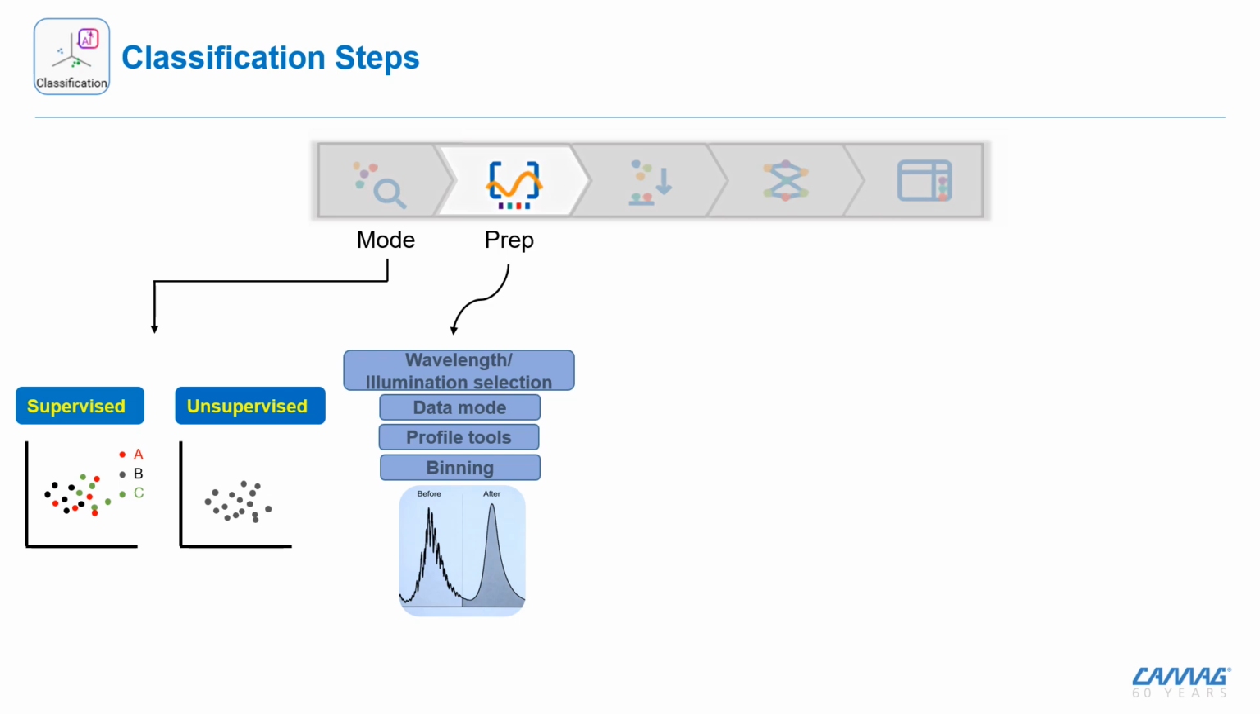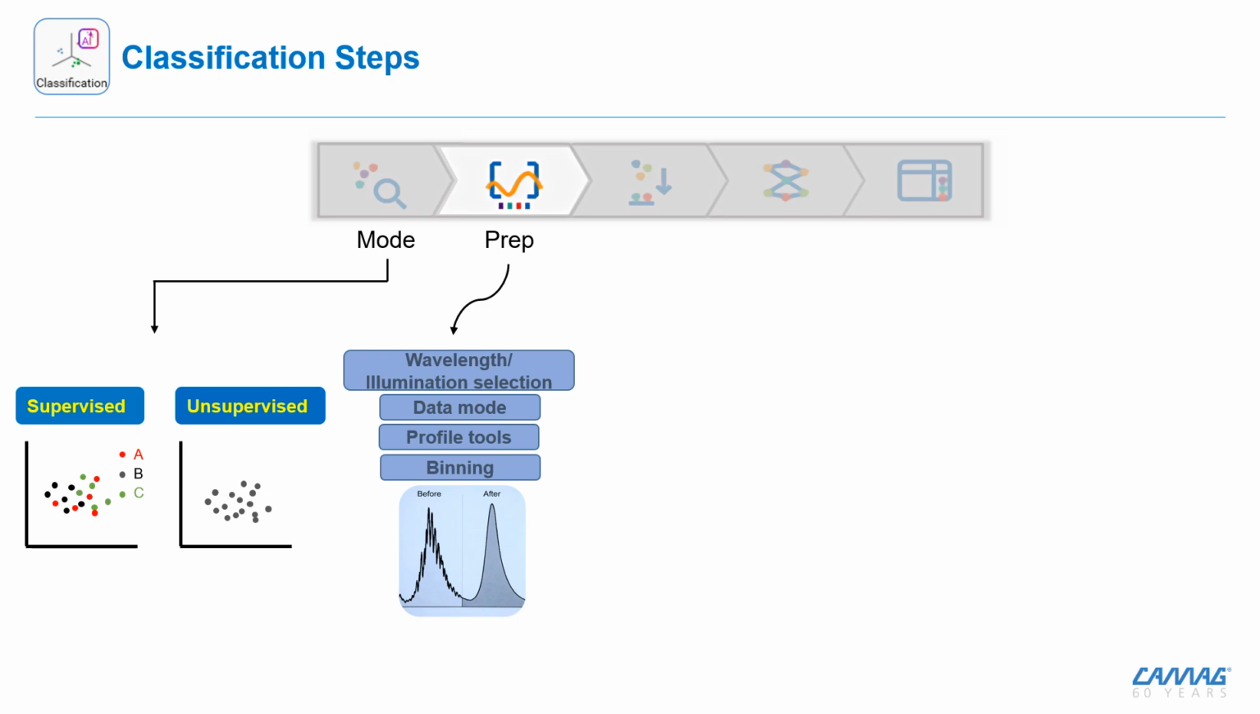The data mode determines how the selected data should be interpreted and used during the classification. There are 2 available data modes: profiles and peaks. In the profiles, we use the full profiles of each sample from the selected wavelengths or illumination. In the peaks, we use only the detected peaks within each profile and their corresponding values.